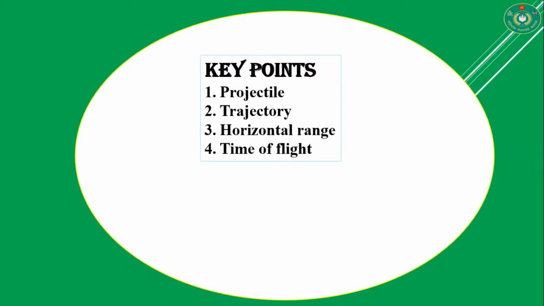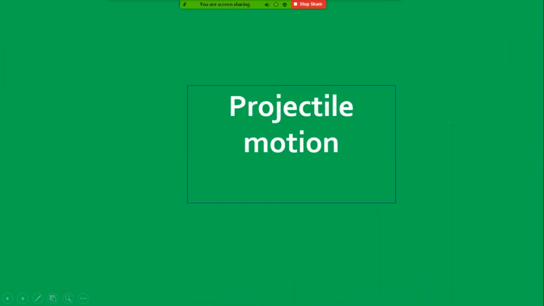Today's key points of my discussion: projectile, trajectory, horizontal range, time of flight. Okay, projectile. What is a projectile? If you go to a stadium to enjoy a cricket game, then you will see that the cricket ball thrown from the boundary is seen to be ascending first and then descending to the ground in a curved path.